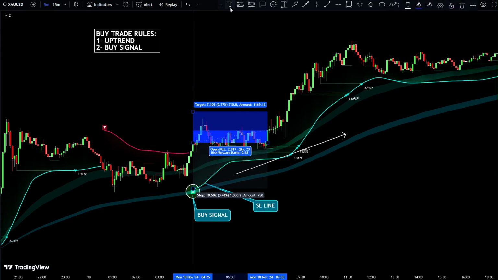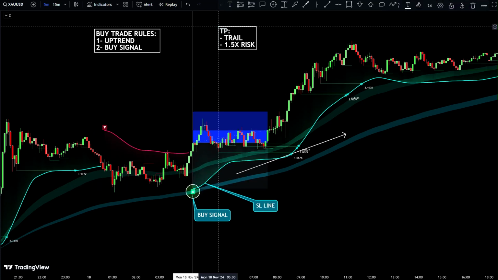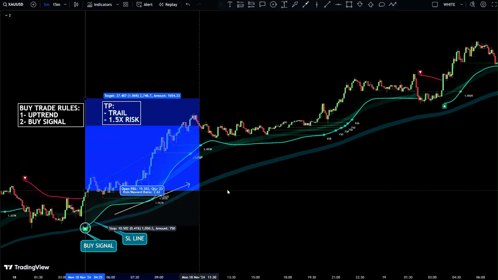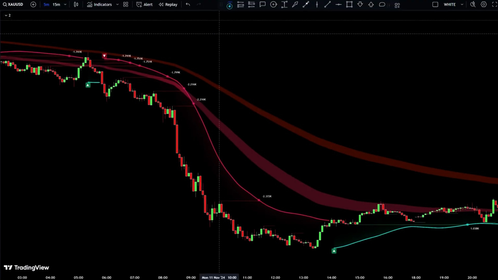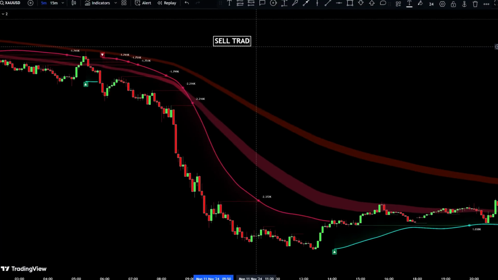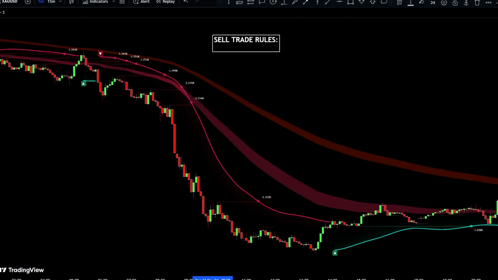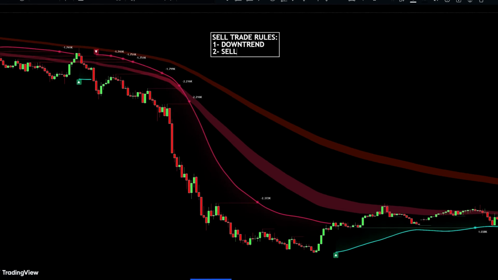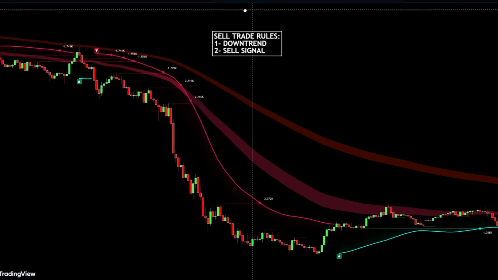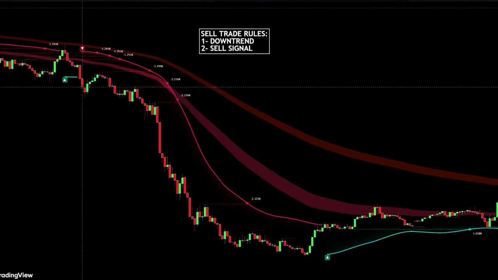And for your target, you have a couple of options. You can trail it with the VDI line, or you can aim for a target that's 1.5 times the risk of your trade. And when it comes to sell trades, just remember that they're essentially the flip side of the buy trades. So when you spot a downtrend, meaning the price candles are hanging out below both EMA clouds, that's your cue to look for sell signals.